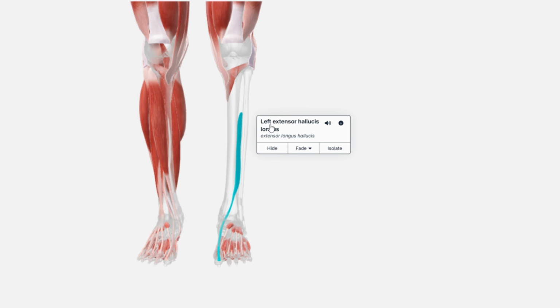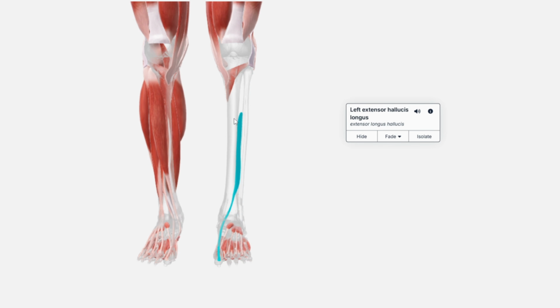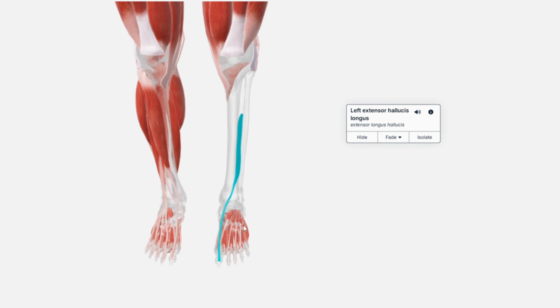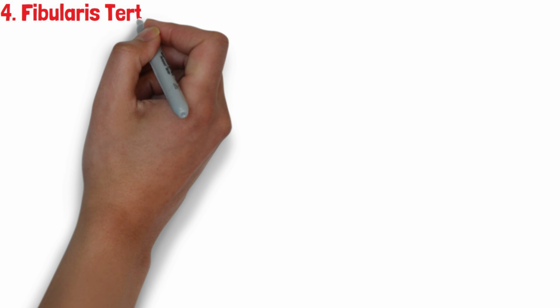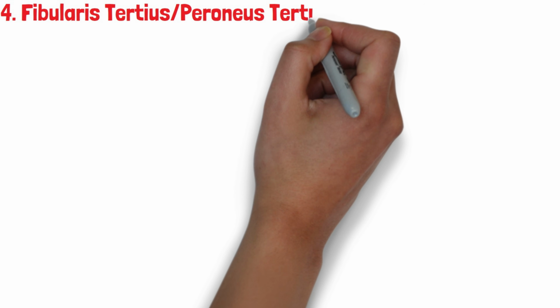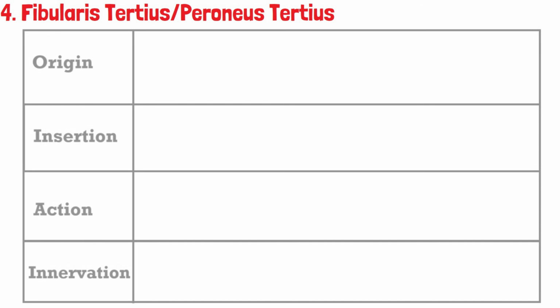So this muscle which you can see is the extensor hallucis longus. As you can see, it extends all the way down to the distal phalanx of the great toe. Last muscle of the anterior compartment is the fibularis tertius, also known as the peroneus tertius.